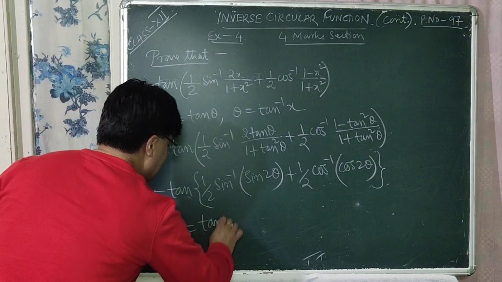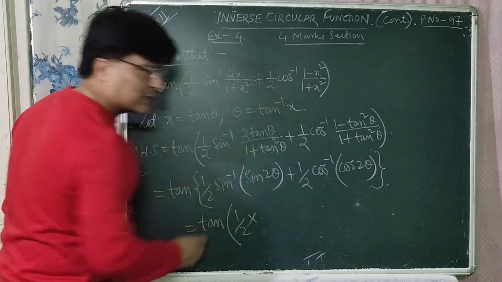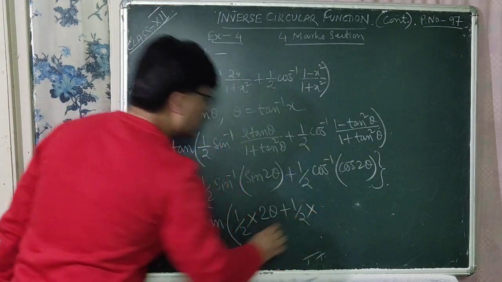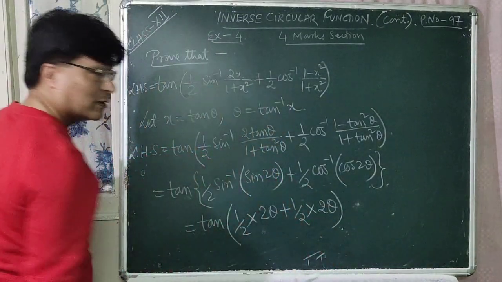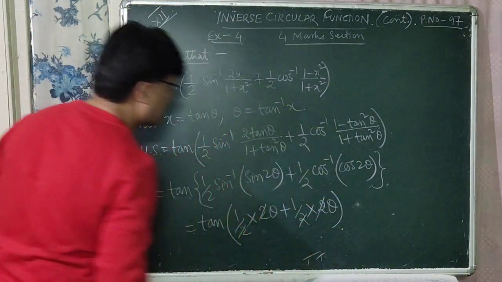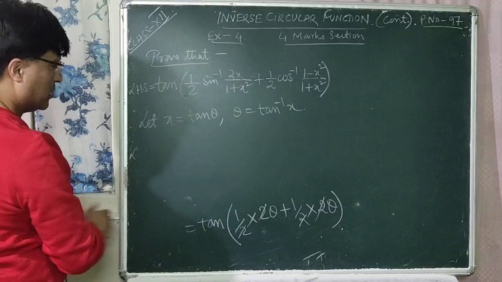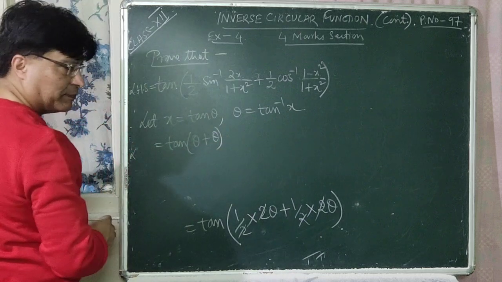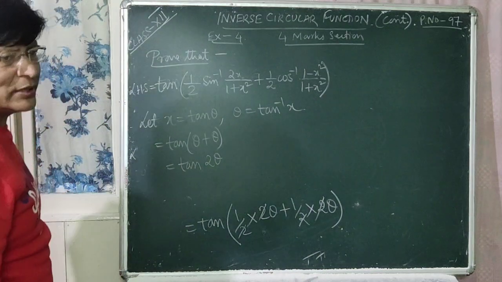So is equal to tan within first bracket half into, it is just like your sine inverse sine x, which is equal to x. What is sine inverse sine 2 theta? It is 2 theta plus half into, again, what is cos inverse cos 2 theta? It is 2 theta. Bracket closed. Okay? So you can cancel this 2, 2. Here also 2, 2 gets cancelled, right? Now in the next step, which is equal to tan within bracket theta plus theta, which is equal to tan, what is theta plus theta? 2 theta, tan 2 theta.